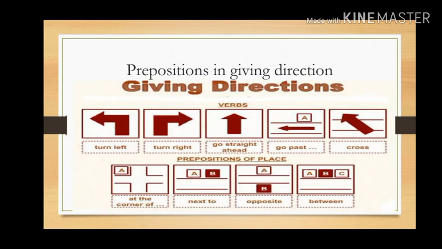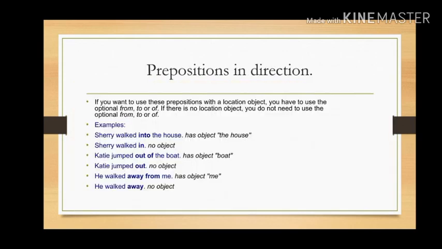Here are the prepositions in giving directions. Turn left, turn right, go straight ahead, go past, cross, at the corner of, next to, opposite, and between. Keep these in mind when you are doing your task, as you will have to write your own set of directions. If you want to use these prepositions with a location object, you have to use the optional from, to, or of. If there is no location object, you do not need to use the optional from, to, or of.